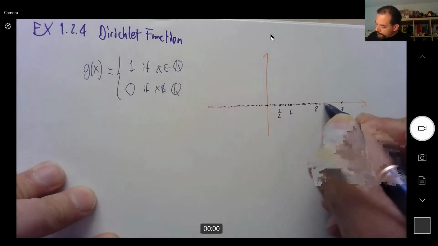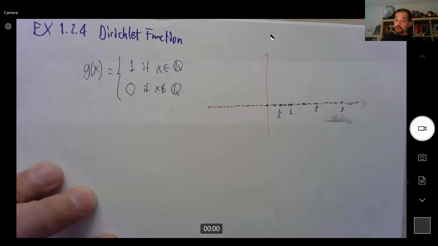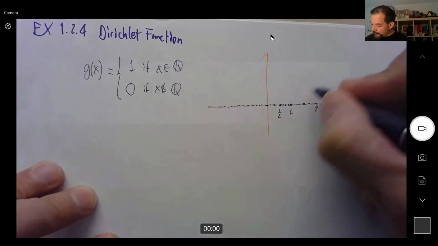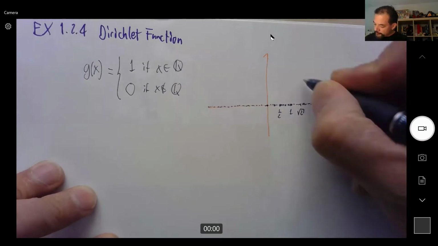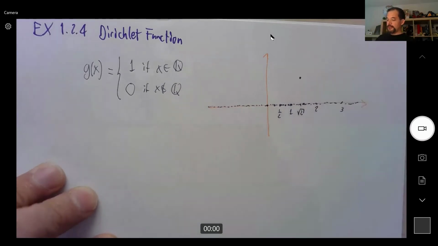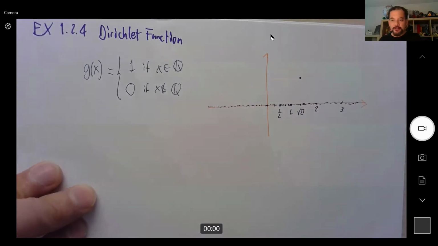A bunch of zeros. But the thing is that we also know that there are some irrational numbers, right? So somewhere over here is square root of 2, and f of square root of 2 is 1 because it's an irrational number. Wouldn't it be the other way around? You said it's 1 if it's rational.